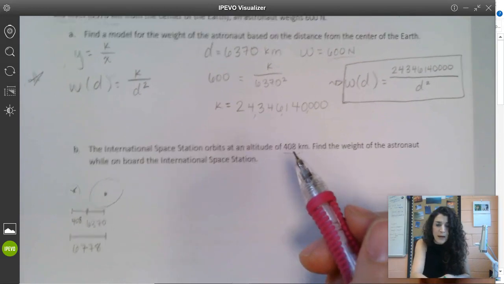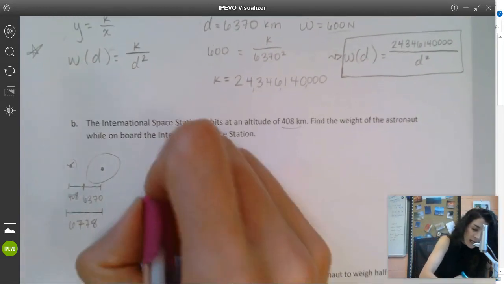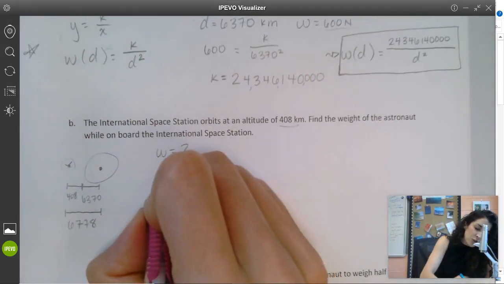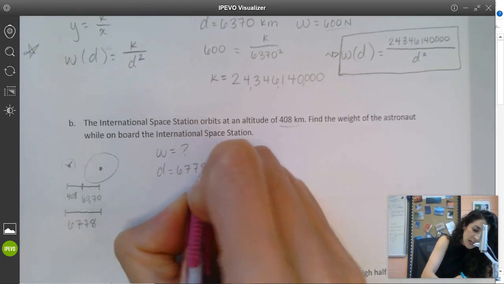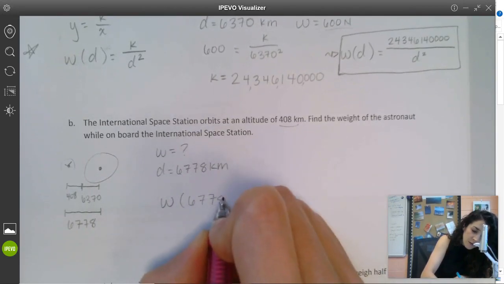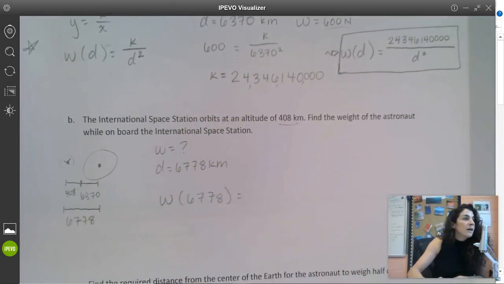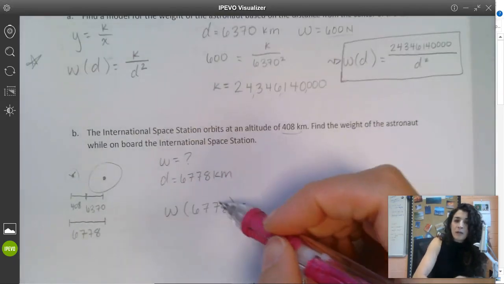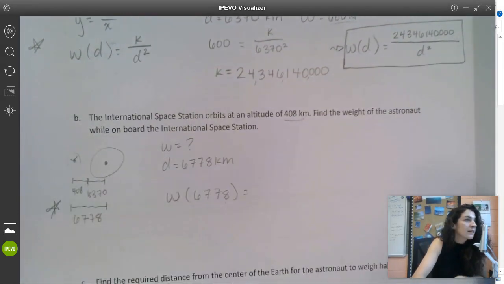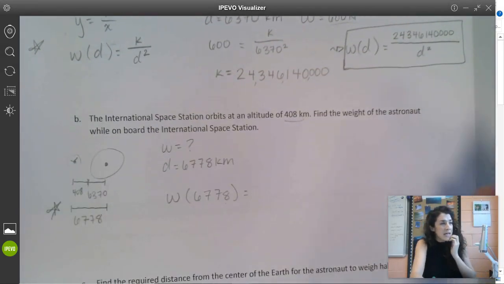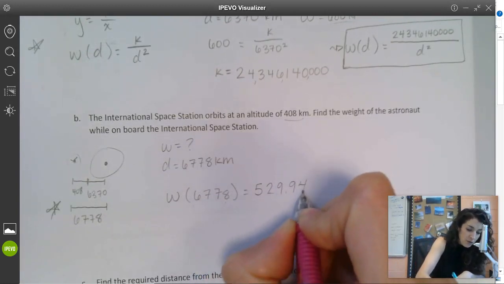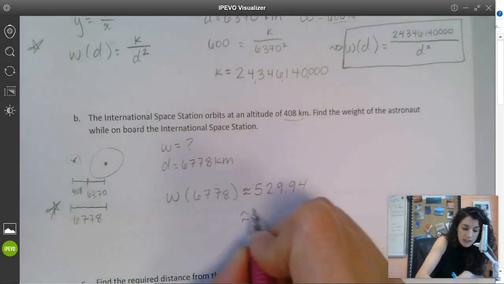So if we wanted to find the weight, W equals question mark, while they're on board the space station, which means our distance is 6,778 kilometers, we just find W of that, which I think you can do on your own. This just means we're plugging in 6,778 for D. The weight that we get is 529.94 ish. I'm going to round it to 3 sig figs.